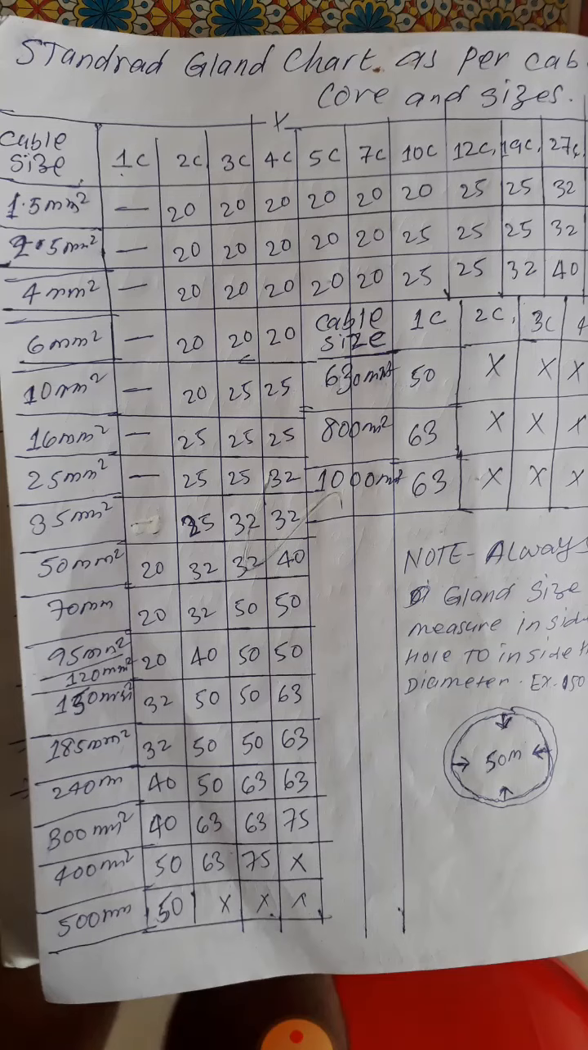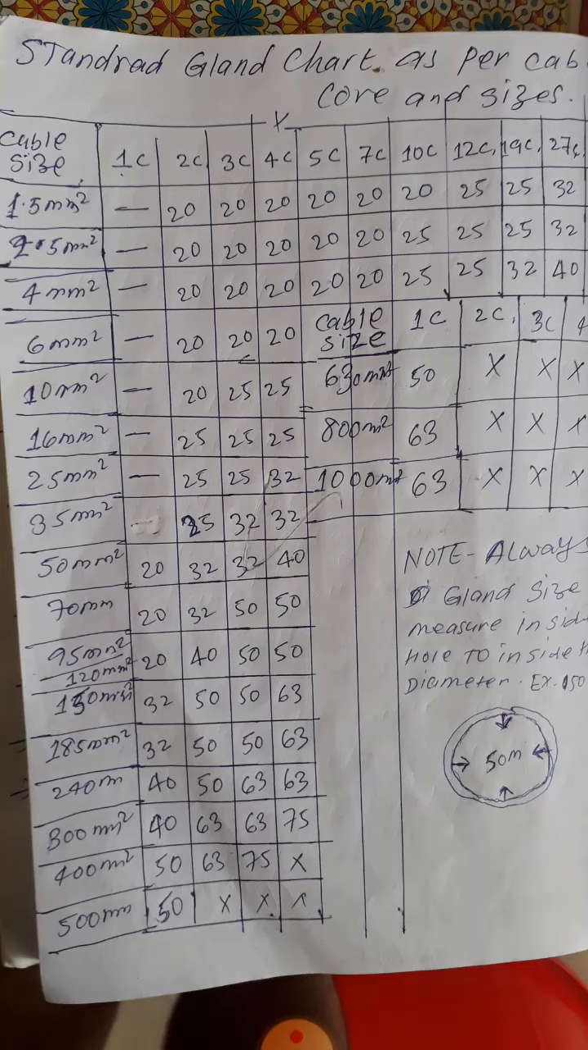Which size has 1 core cable? Up to 35 mm square there is no 1 core cable. We discussed this before in our cable chapter. Then for 2.5 mm square, a 2 core cable needs a 20 mm gland, and 3 core needs 20 mm also, and 4 core 20 mm also.